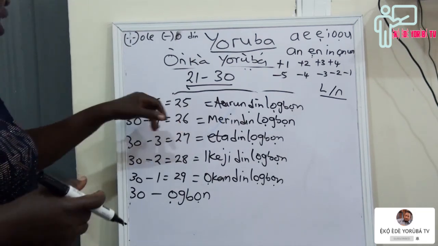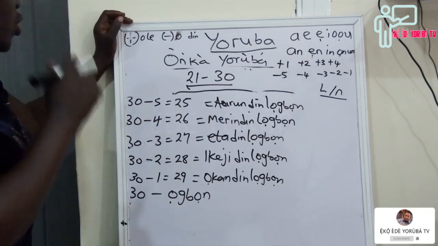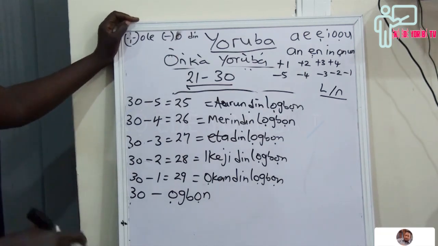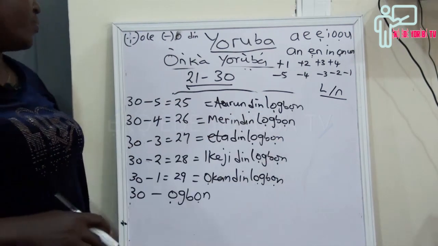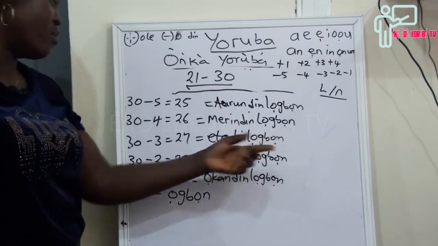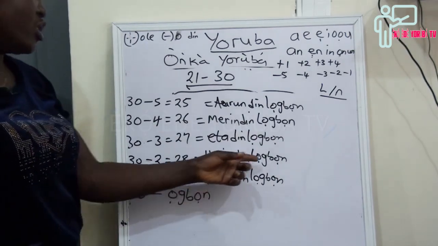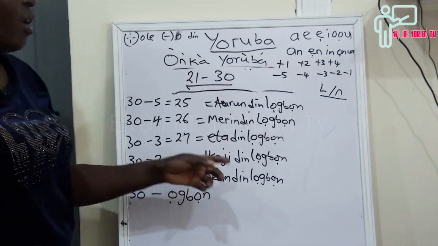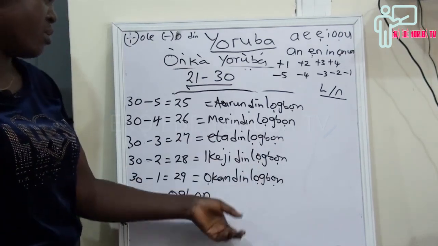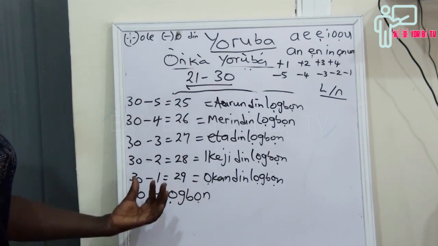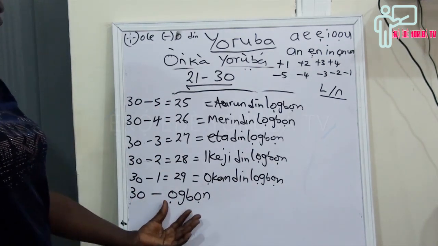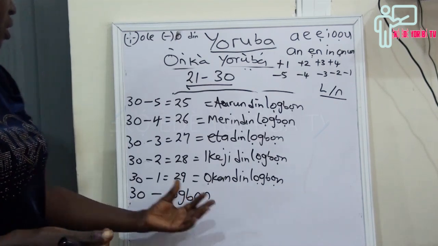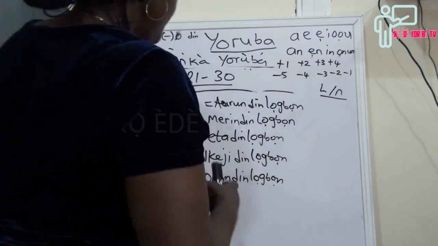Then come to 25, which is minus. 25 márùndínlọ́gbọ̀n, 26 mẹ́rìndínlọ́gbọ̀n, 27 mẹ́tàdínlọ́gbọ̀n, 28 méjìdínlọ́gbọ̀n. Now I told you, you can say ìkejì, kẹta. 29 ọ̀kàndínlọ́gbọ̀n. Then 30 ọgbọ̀n.